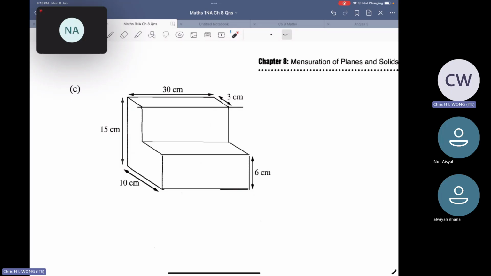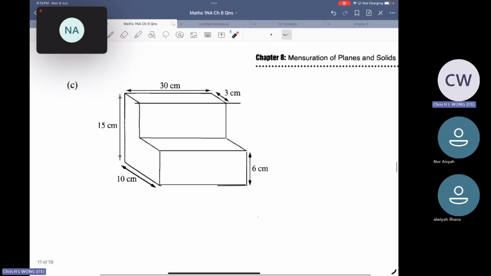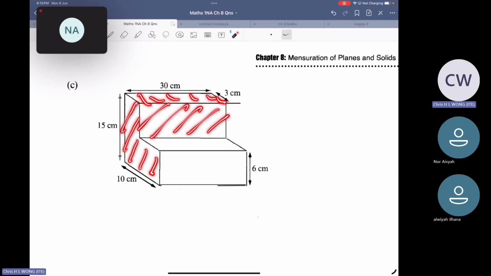Okay, find the total area of this. Now this one you must have a strategy. Don't anyhow. Look very carefully, everybody. If your strategy is this times 2, right? Front and back, isn't it? Plus this, plus this, plus this, plus this, plus the bottom. Wow, not a very good idea, I tell you.